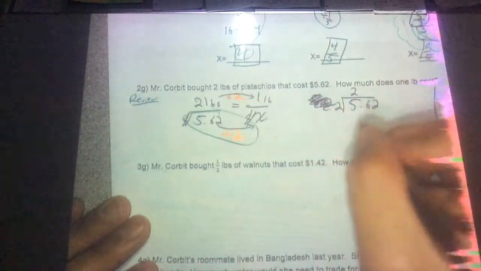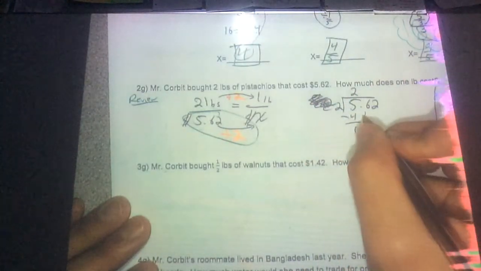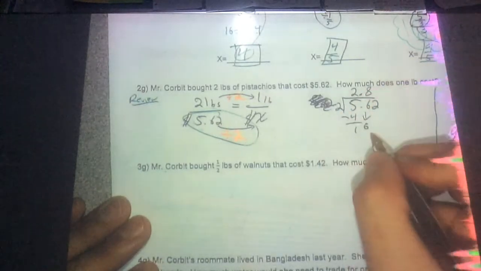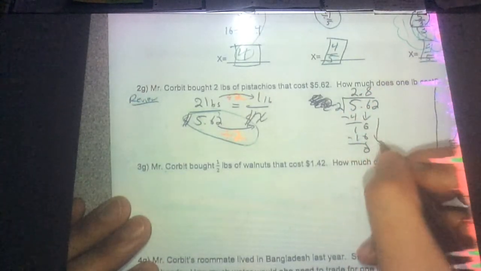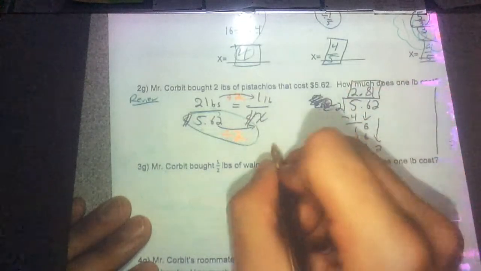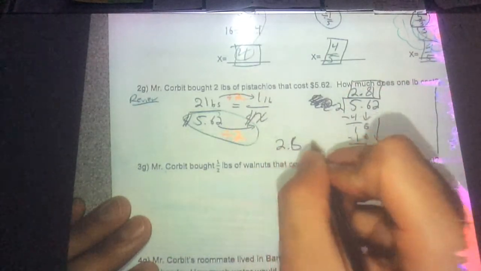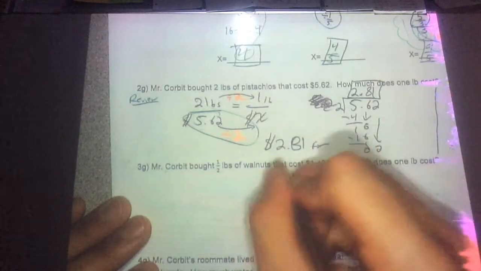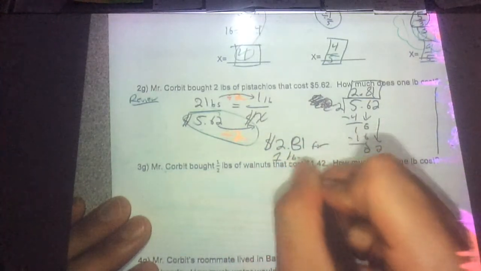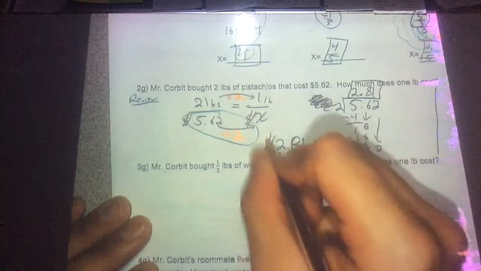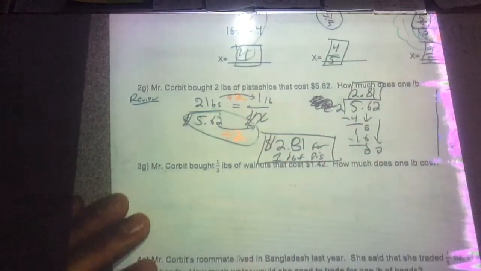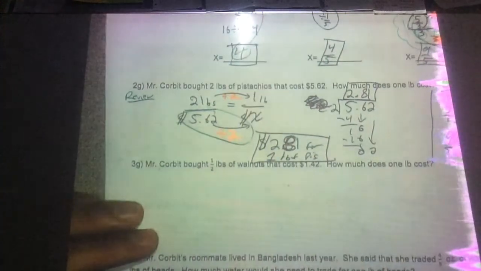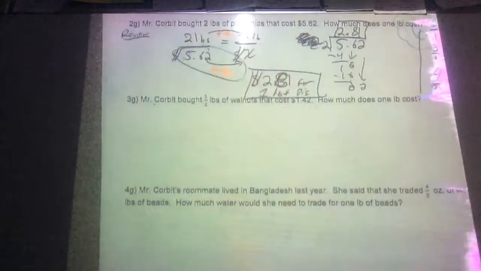2 goes in 5 2 times. 2 times 2 is 4. 1. Bring down the 6. Decimal. 2 goes into 16 8 times. 16 minus 16 is 0. Bring down the 2, which is 1. So the answer is $2.81 for 1 pound of pistachios. Okay, 1 pound. That looks like a B, sorry. $2.81 for 1 pound of pistachios.